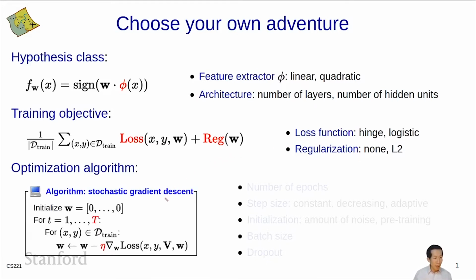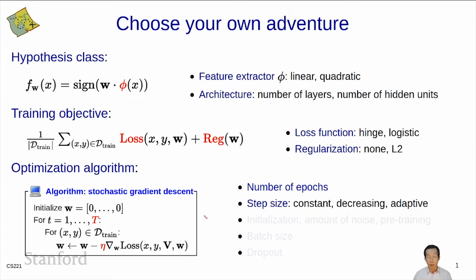For the optimization algorithm, even the vanilla stochastic gradient descent has two hyperparameters. One is the number of epochs. Another one is the step size. Here it's a constant, but maybe you want it to be decreasing, or you want to use a fancier adaptive step size rule, ADAGRAD or ADAM.